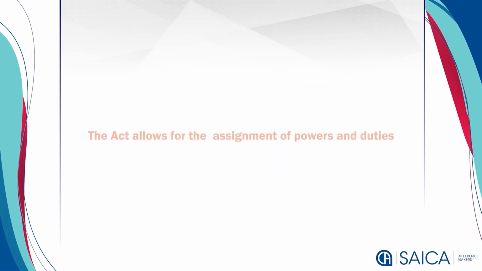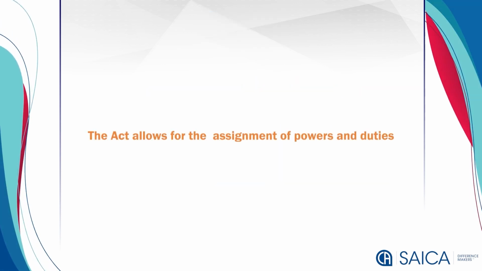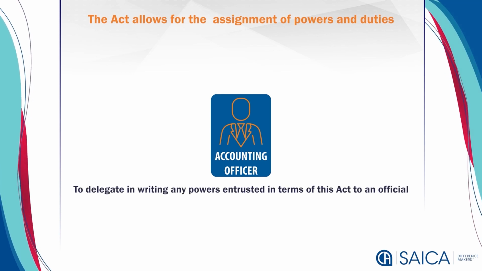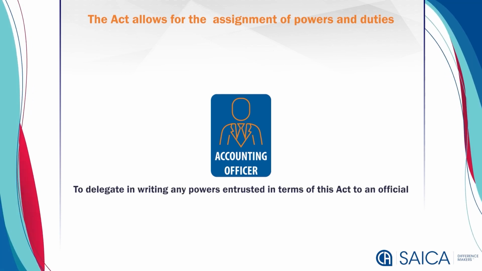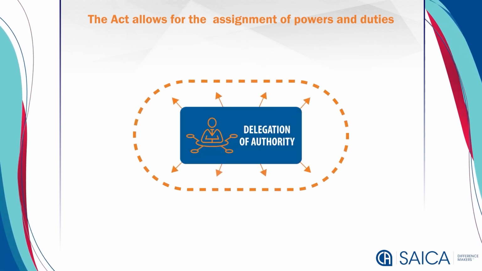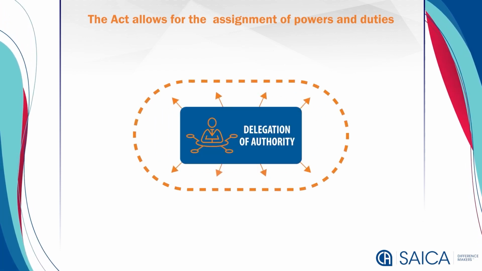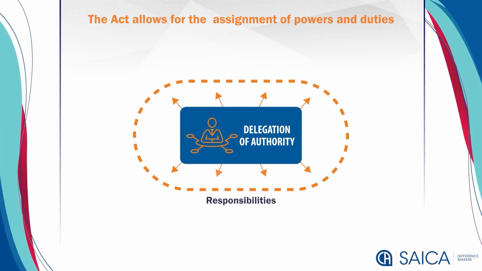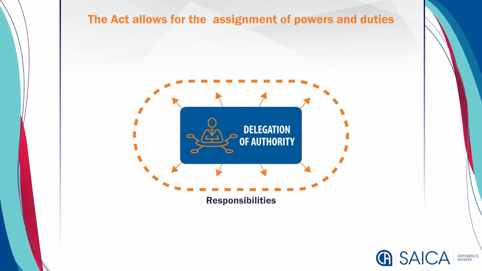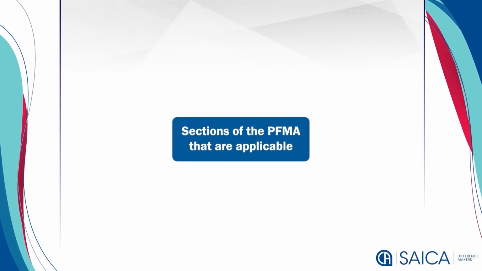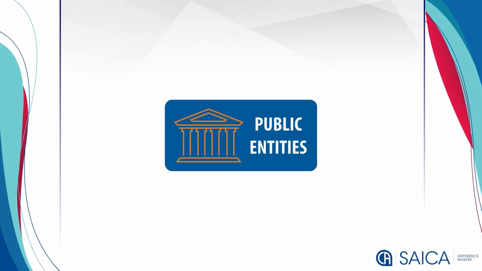The Act allows for the assignment of powers and duties by accounting officers and allows for them to delegate in writing any powers entrusted in terms of this Act to an official. This is commonly referred to as the delegation of authority. Similar responsibilities are placed on officials in a department, trading entity, or constitutional institution as is placed on the accounting officer as outlined. This area deals with sections of the PFMA that are applicable to public entities.